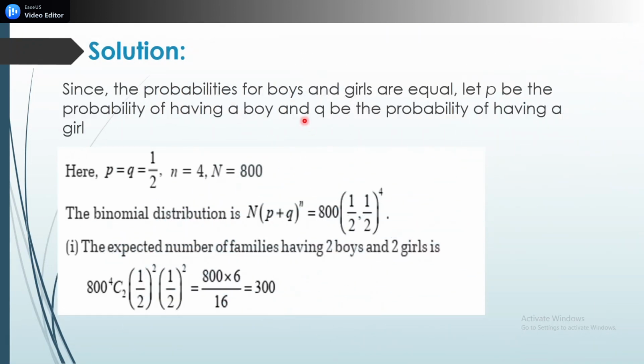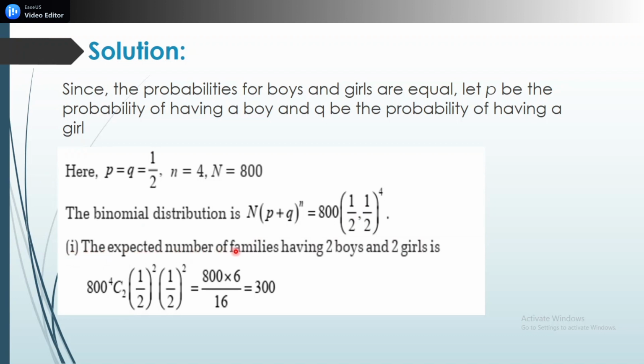Assuming equal probability for all boys and girls, since the probability for boy and girl are equal, let P be the probability of having a boy and Q be the probability of having a girl. The probability of success, having a boy, is equal to the probability of having a girl, which is 1/2. The number of children n is equal to 4, and the number of sets N is equal to 800. The binomial distribution is (probability of success plus probability of failure) to the power n, which is equal to this one.